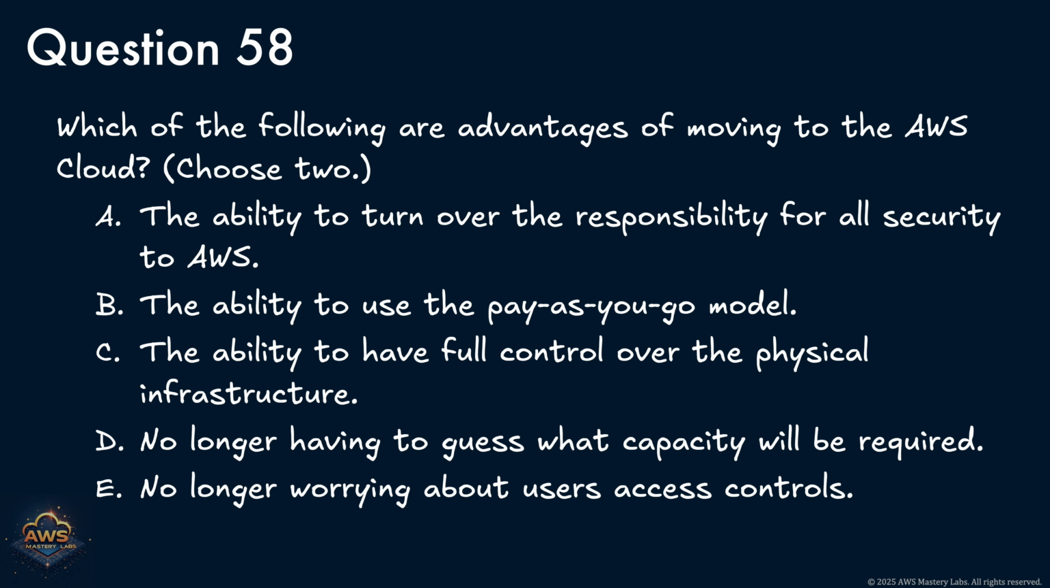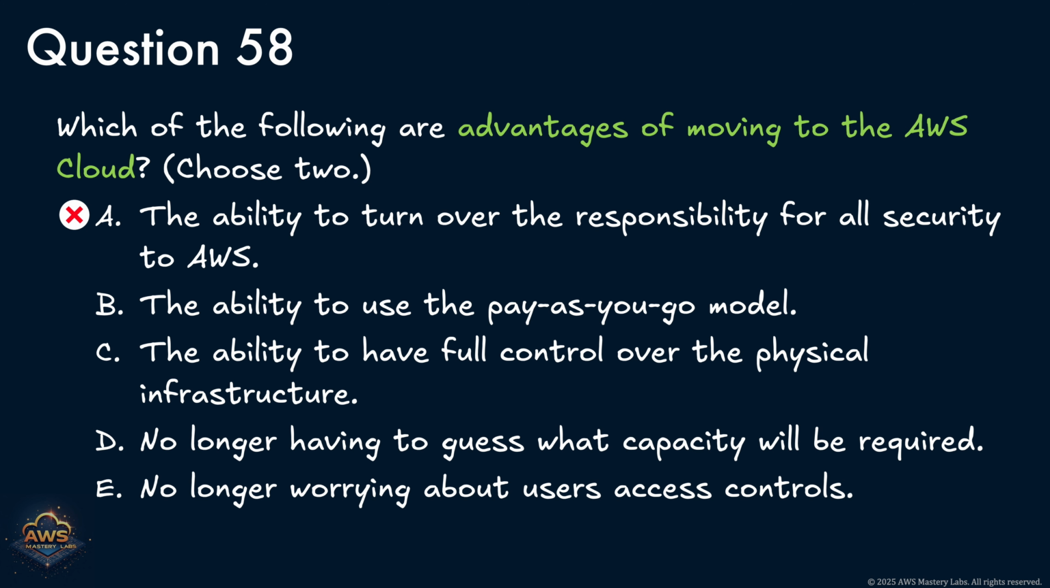Which of the following are advantages of moving to the AWS cloud? Choose 2. Let us identify and interpret key phrases in the question that will help with answering it. This question asks about the advantages of moving to the AWS cloud and explicitly instructs us to choose 2 correct answers. So we need to identify options that align with AWS's core value propositions. Cost optimization, like pay-as-you-go, elastic capacity management, operational burden reduction. But remember, AWS operates under a shared responsibility model, so we must not assume AWS handles everything, especially for things like security or user access control.